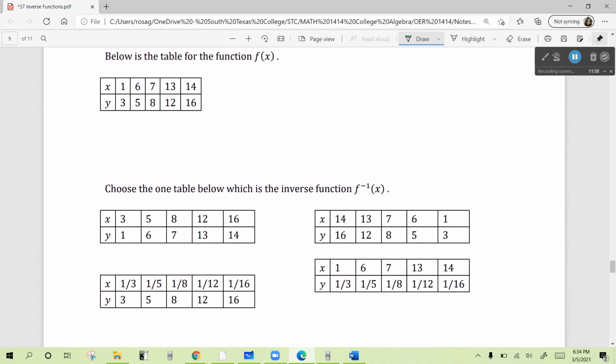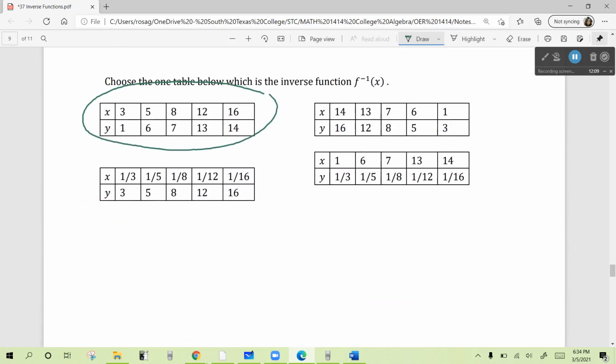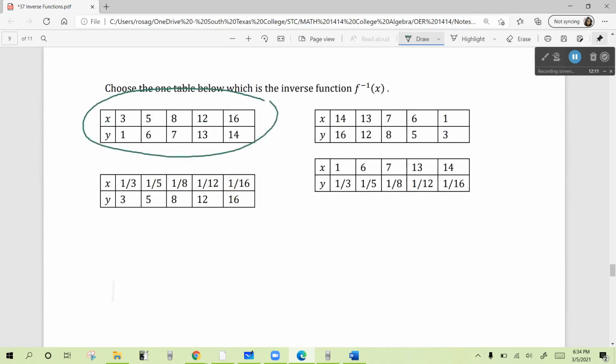So here's a table, find the inverse. We want them to switch. The 3 to be with the 1, the 5 with the 6, the 8 with the 7. So they all switched. We want them to do a flip-flop.